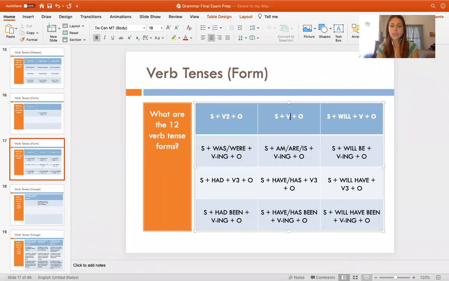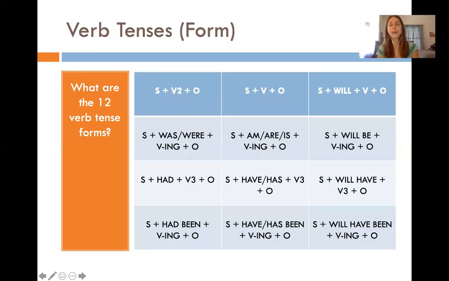And last but not least, we have the present, past, and future perfect progressive. So had been plus ing, have, has been plus ing, will have been plus ing. Okay, so we're going back to the ing because it's the progressive, but then we're using this had, have, has, and will have because it's the perfect. So it's a mix between that.